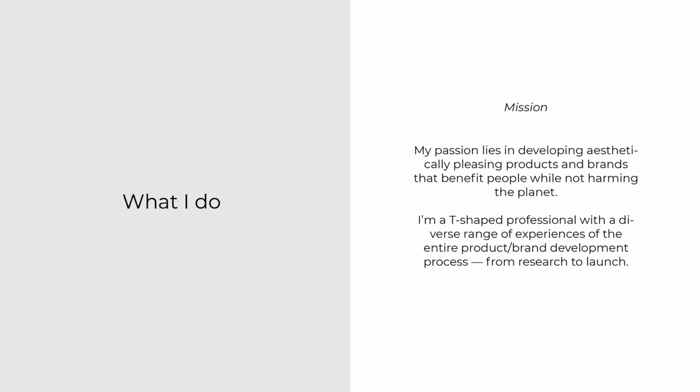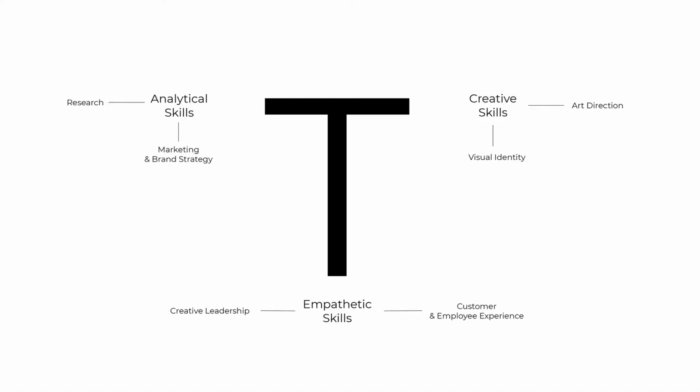On the next screen, I'm going to answer the question what I do by broadcasting my mission and by showing my functional benefit, a diverse range of experiences. On the 5th screen, I'm clarifying what I mean by naming myself a T-shaped person. Now let's cross out my functional benefits because we're done with that.